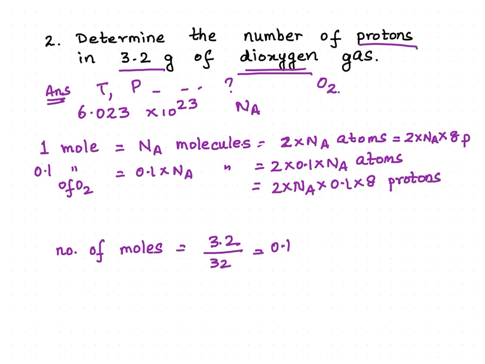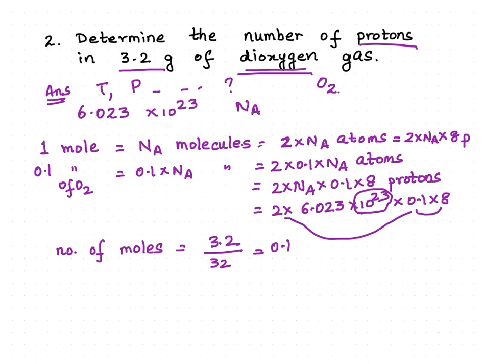Now what do you have to do? You simply have to substitute the value of Avogadro number as 6.023 into 10 to the power 23 into 0.1 into 8. While solving this, if you are using a calculator, that will be pretty simple. If you are not using a calculator, my advice to you would be don't touch this at all. First manage this.